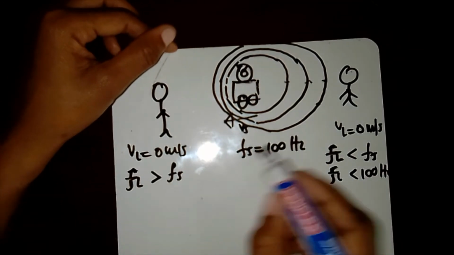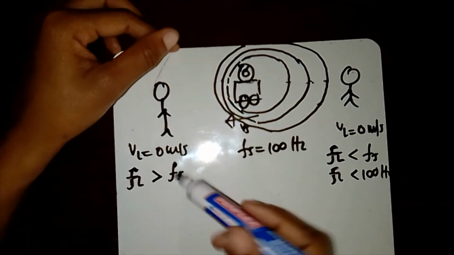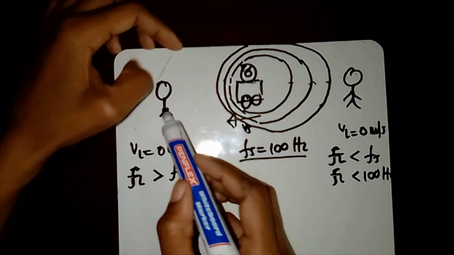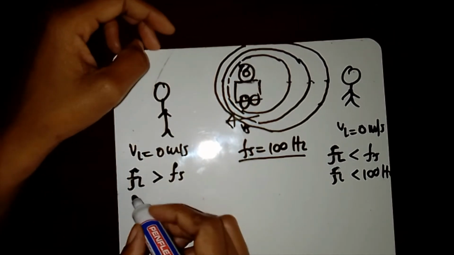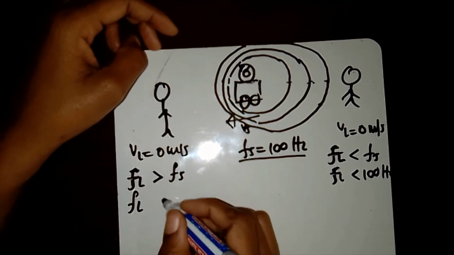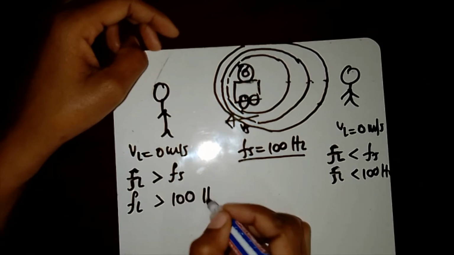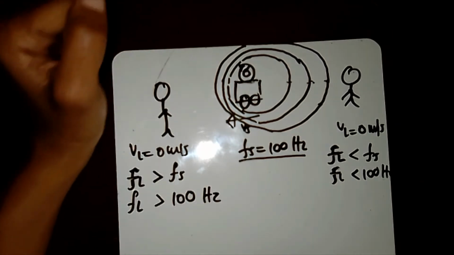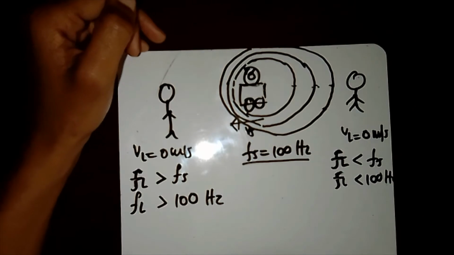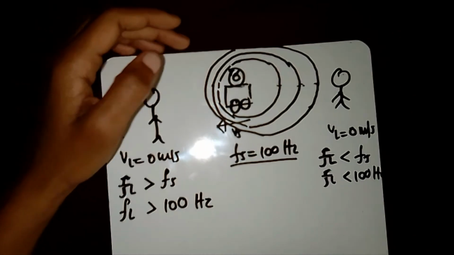That is higher. It doesn't mean that the car is producing a higher frequency, it's still producing the same frequency, but this person is hearing a much higher frequency, meaning the frequency of this observer will actually be greater than 100 hertz. So those are the types of scenarios that we normally talk about in the Doppler effect.